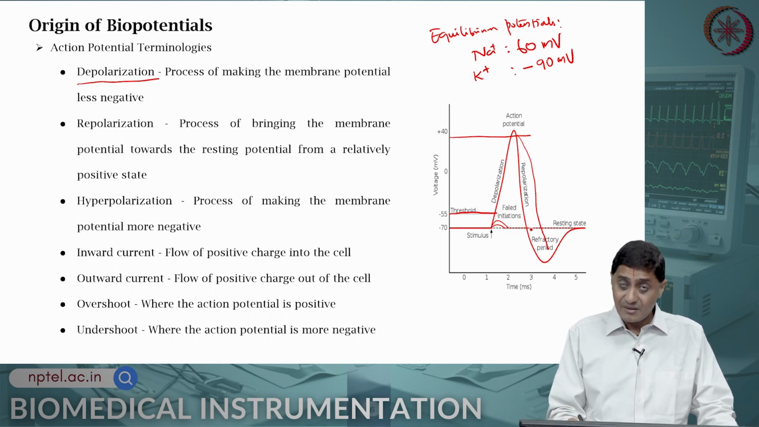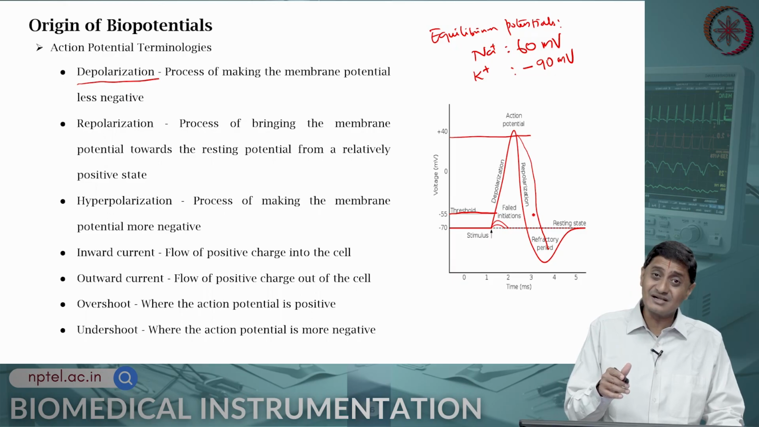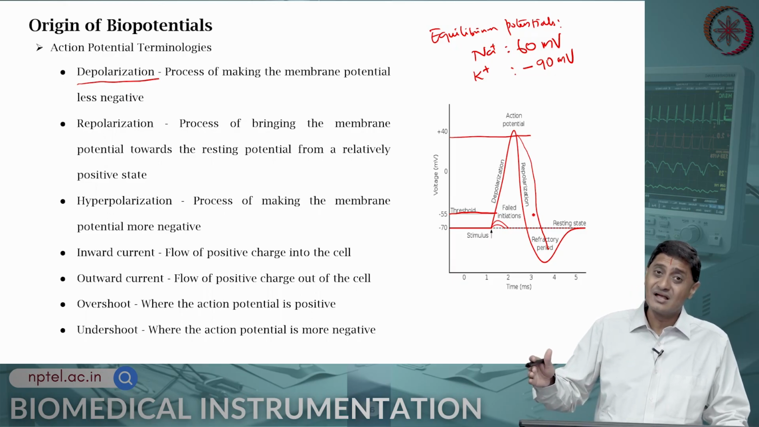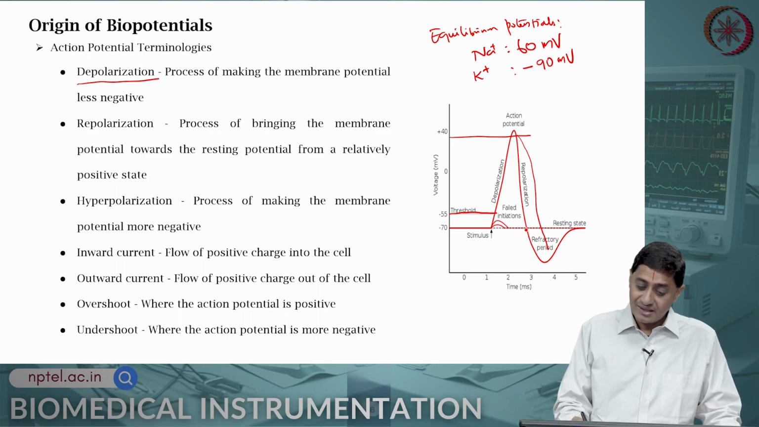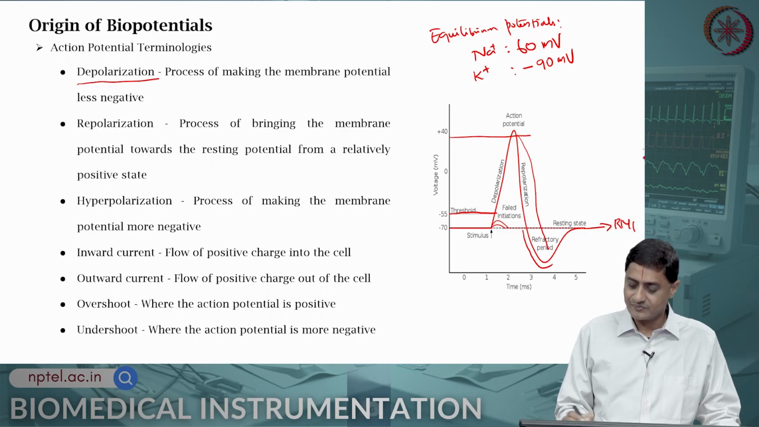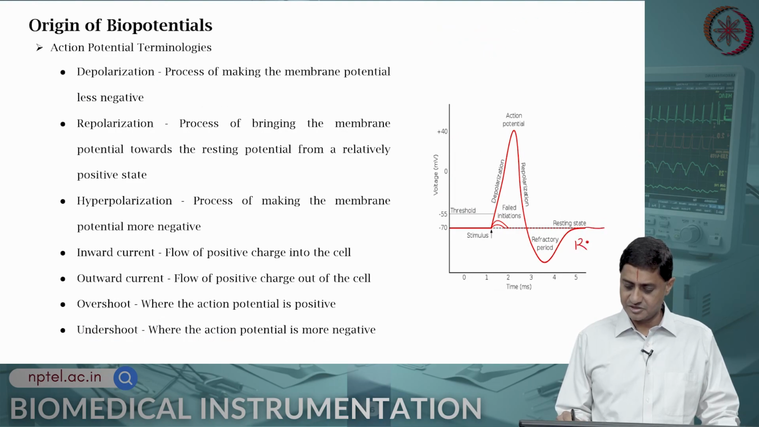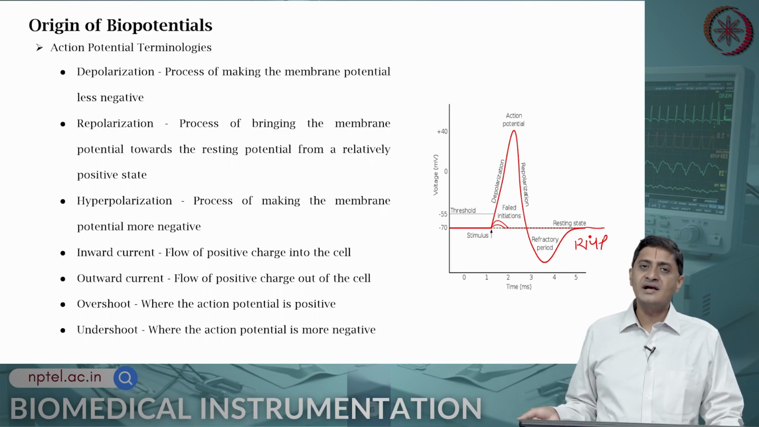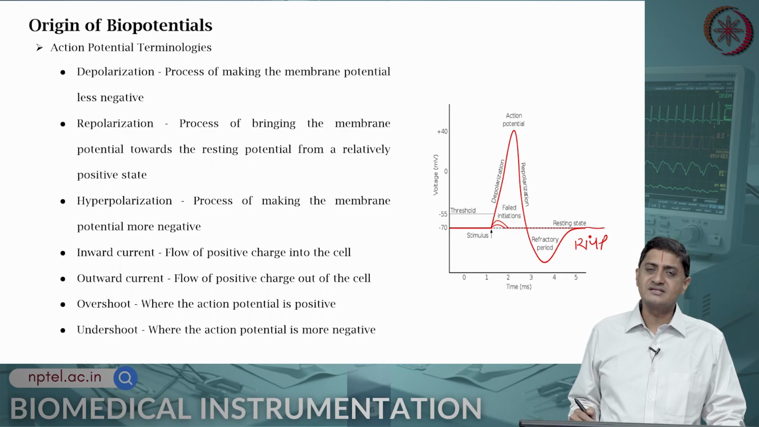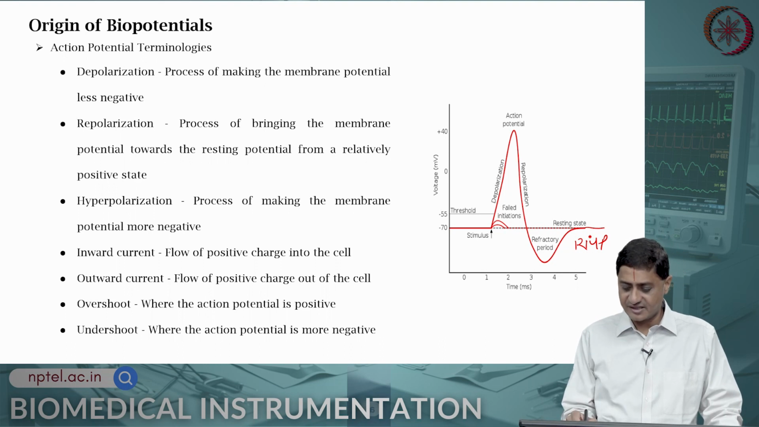But this potassium conductance continues to remain elevated for a long time. Because of that reason, this value goes below the resting membrane potential. This is the resting membrane potential, and because of enhanced potassium conductance, the hyperpolarization or the refractory period happens.